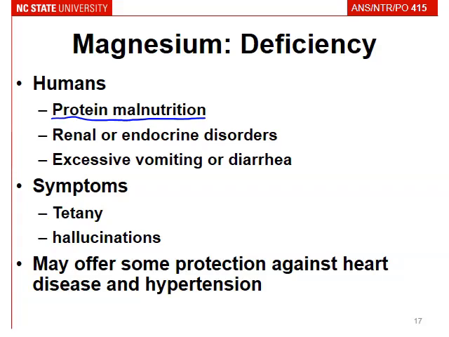Magnesium has been shown to protect against heart disease and hypertension. So it's not just sodium and chloride and potassium that can affect heart disease. Magnesium is also associated with that.